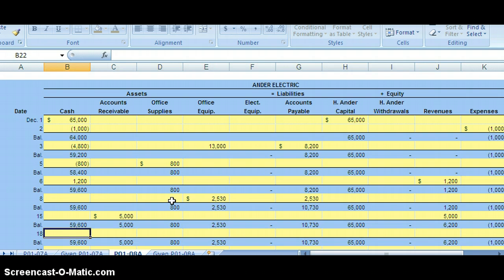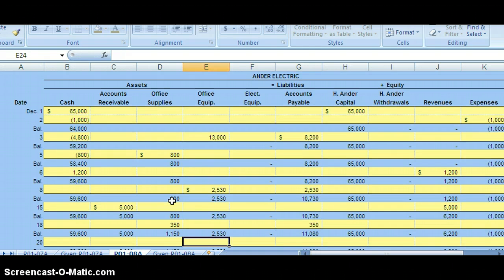On the 18th, we purchased $350 of office supplies on credit. So again, cash is not affected, but we're going to affect our asset of office supplies. We want to hit office supplies, and we're going to hit accounts payable, excuse me, because we have not paid this yet. We're going to increase our liability.